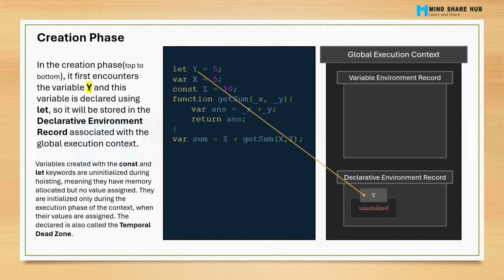Variables created with the const and let keywords are uninitialized during hoisting, meaning they have memory allocated but no value assigned. They are initialized only during the execution phase of the context when their values are assigned. This is also called the temporal dead zone.